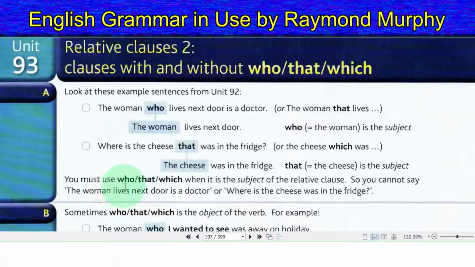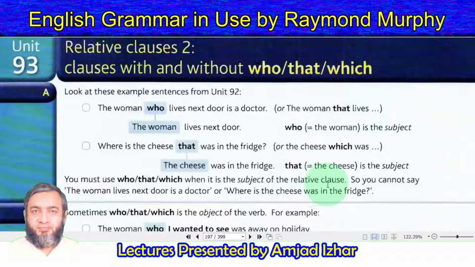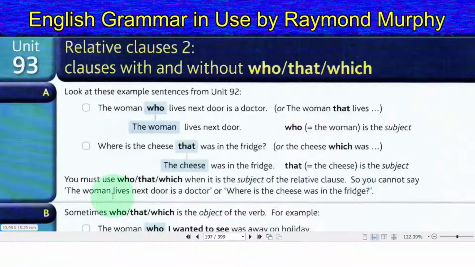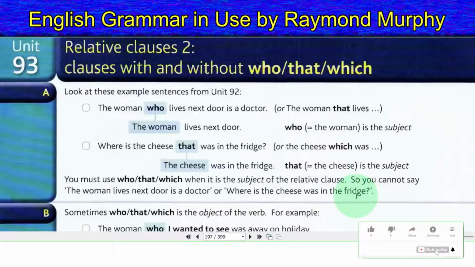You must use who, that, which when it is the subject of the relative clause. So you cannot say the woman lives next door is a doctor, or where is the cheese was in the fridge.